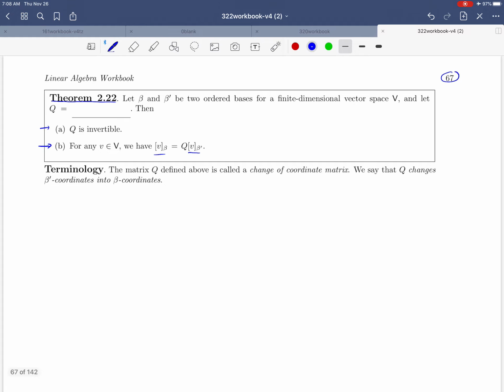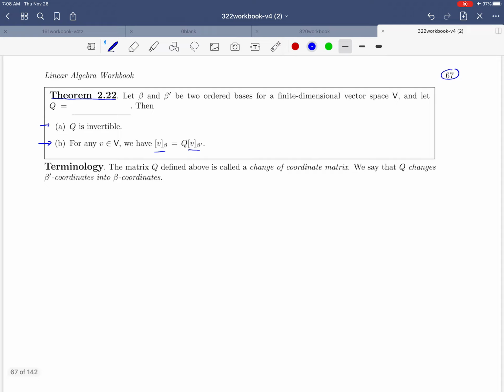Well, we can reason our way towards that by drawing a picture. I want to start by illustrating in terms of a picture what we'd like Q to do. If we start with the coordinate vector for v relative to beta prime, we'd like to be able to multiply by Q and get back the coordinate vector relative to beta. Then we could ask, where do those two coordinate vectors come from? Well, they both come from the same vector v.